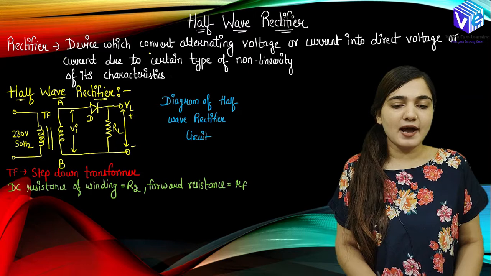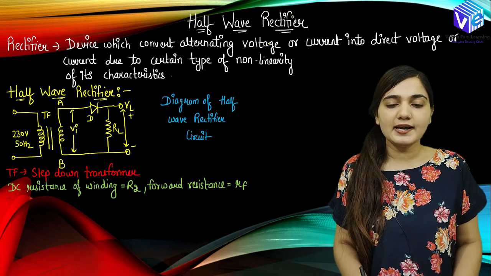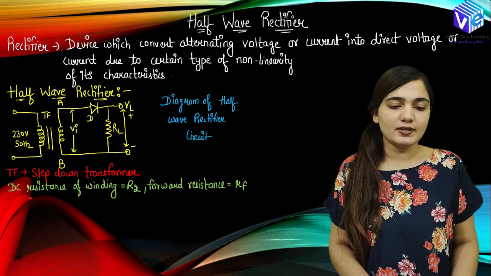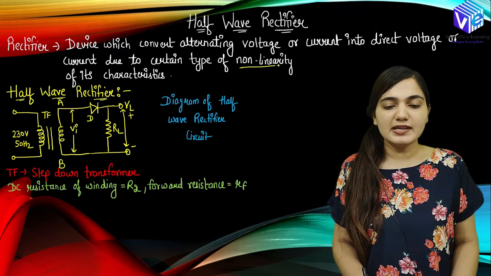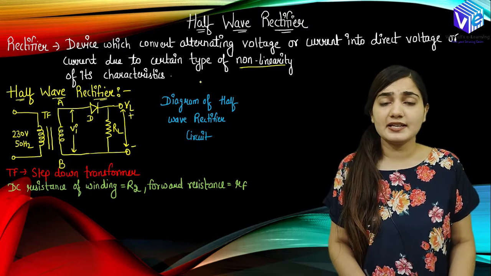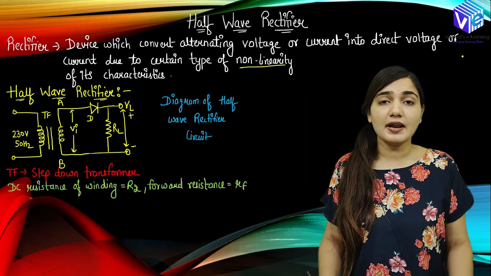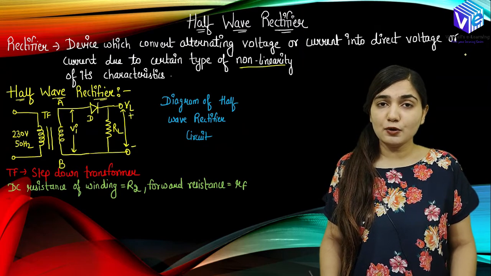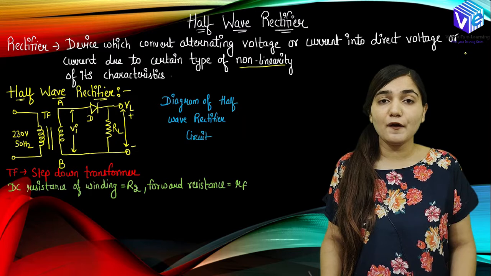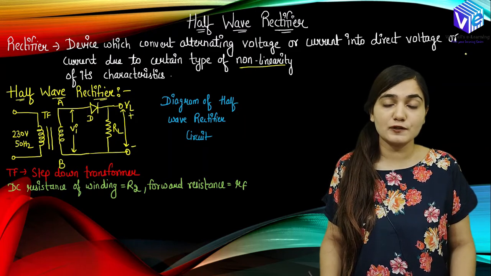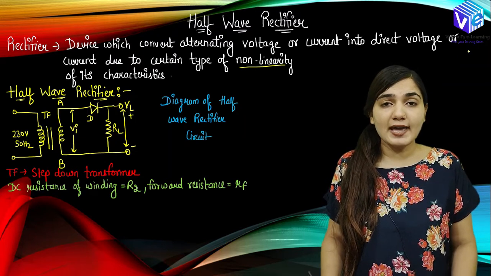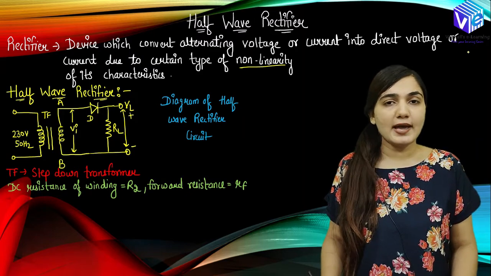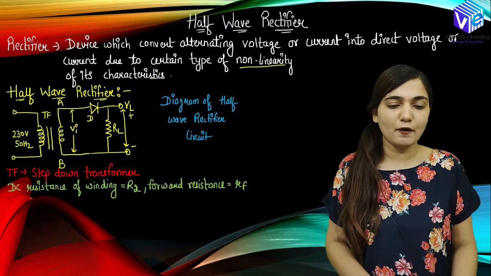A rectifier is a device which converts the alternating voltage or current into the direct voltage or current due to a certain type of non-linearity of its characteristics. We all know diodes have non-linear characteristics. We talked about the current equation of the diode, which had an exponential term, and also the voltage equation of the diode, which also had an exponential term. So both the current and voltage equations are non-linear, which means the diode characteristics are non-linear.